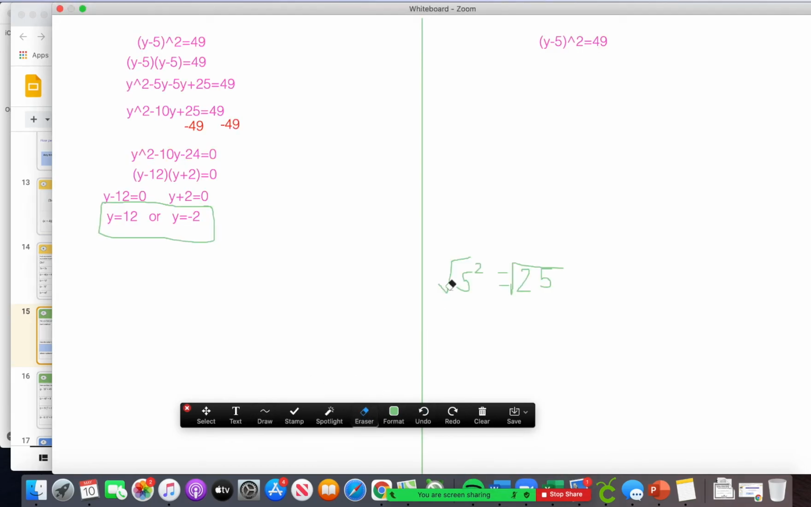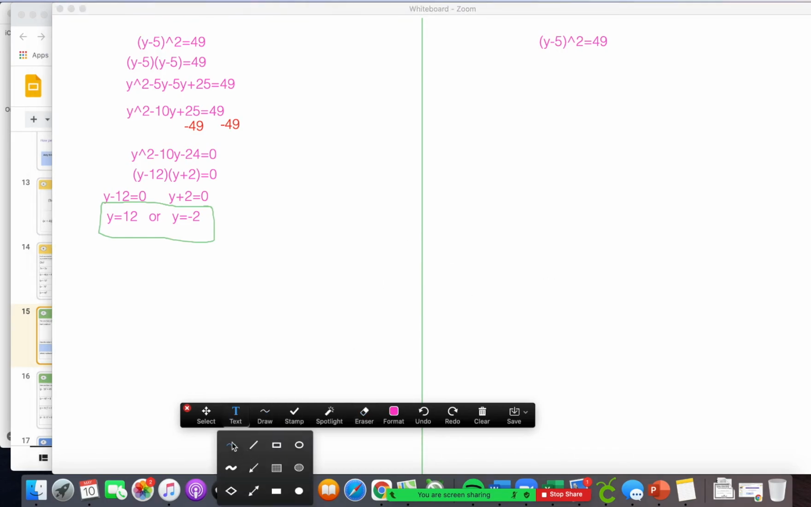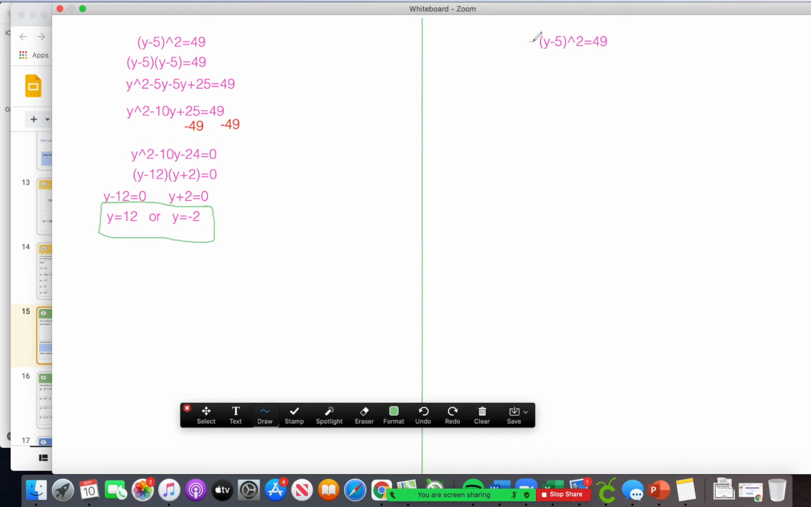So, that being said, I can undo this square by using the square root symbol. The square root of y minus 5 to the second power is just y minus 5. Now here's the really important part. What is the square root of 49? There's two answers. 49 has two square roots.